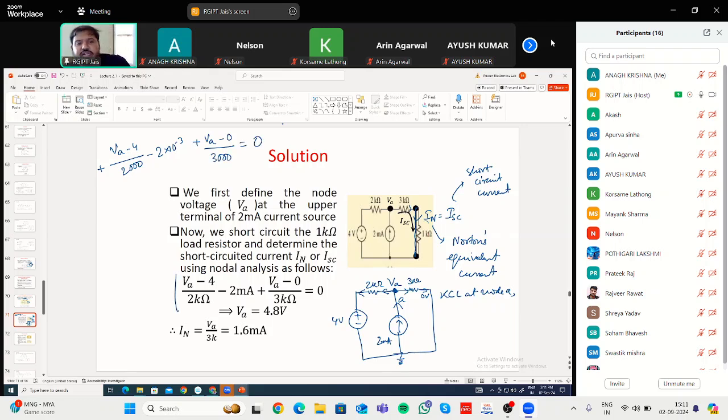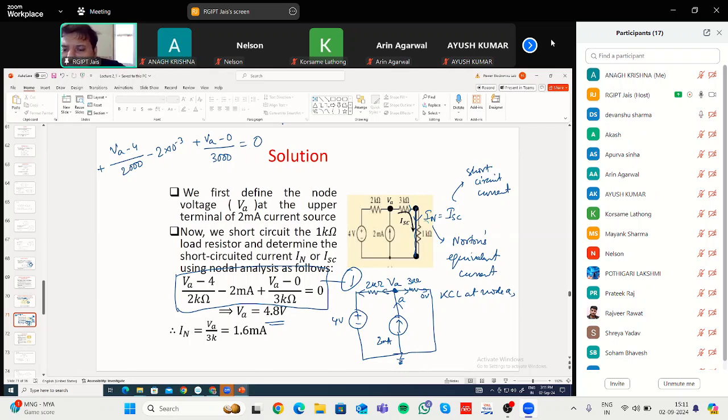Same thing is written here. I just showed how to write this. Now, this is one equation, and there is only one unknown, VA. So one equation, one unknown, you will be able to find out the value of VA, that is 4.8 volt.